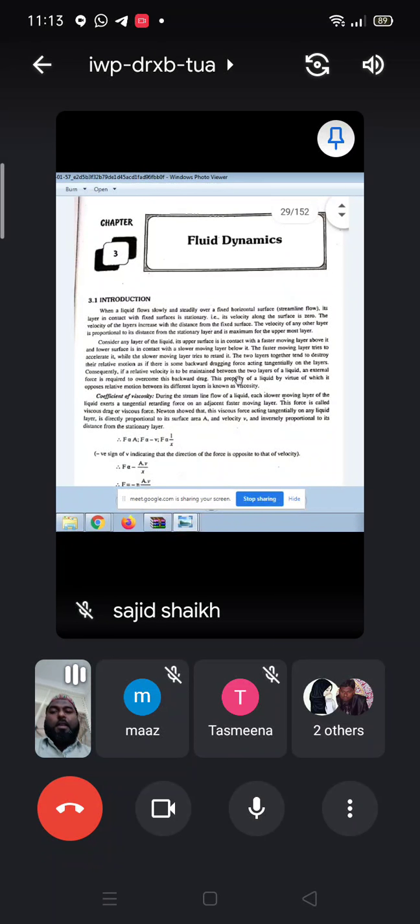The next lesson of Paper 1, Unit 1: fluid dynamics. The MCQs and all these things we are going to discuss in this particular part.